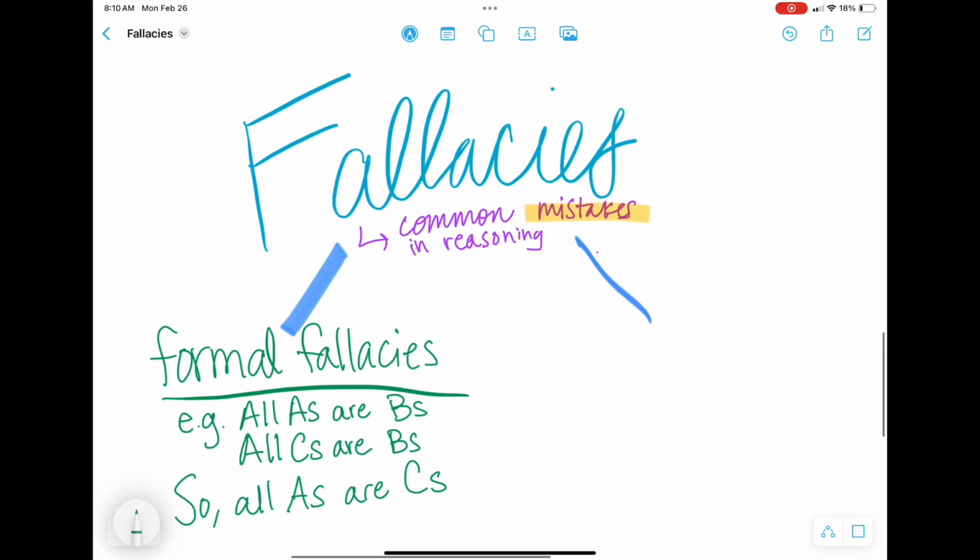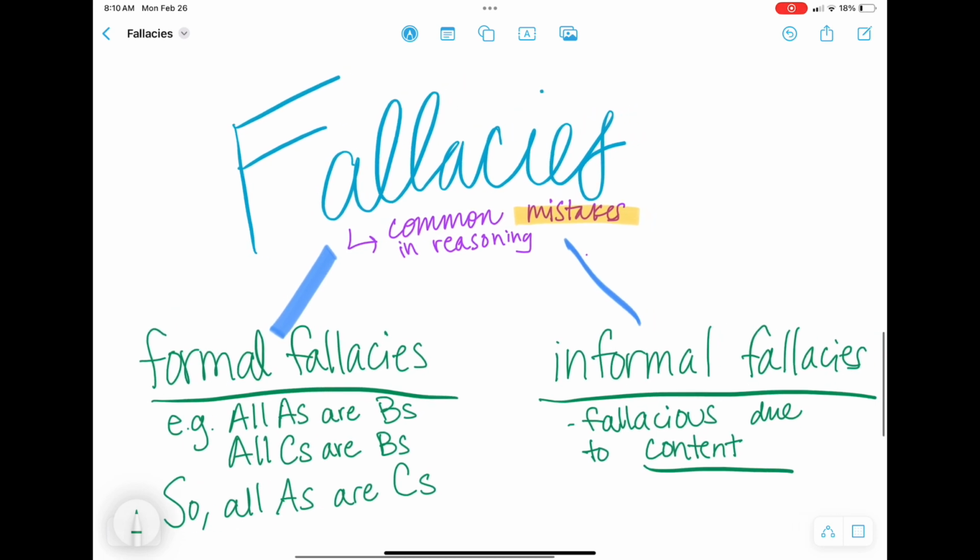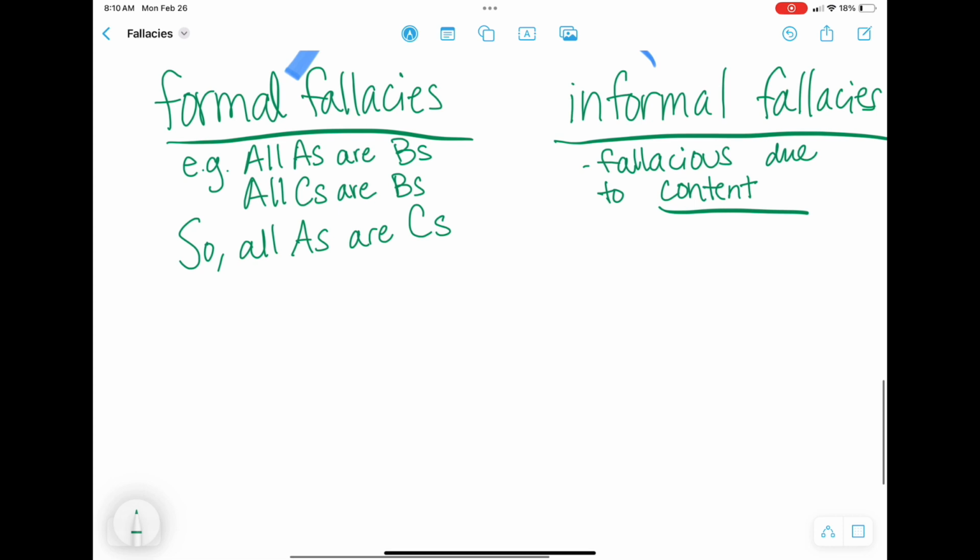In order to discern the mistake that occurs in an informal fallacy, it won't be enough to look at the form of the argument. We're going to have to look at the actual content of the argument and what's being said in order to show why it commits a fallacy if the fallacy is informal. So, informal fallacies are fallacious due to their content rather than their form. So just remember, formal, form, informal, something other than form, to be specific, content.